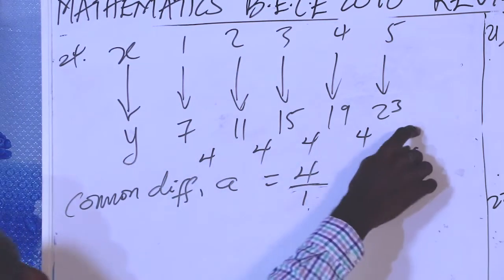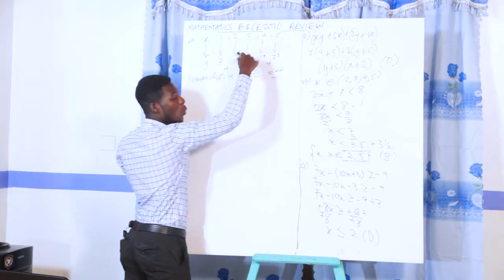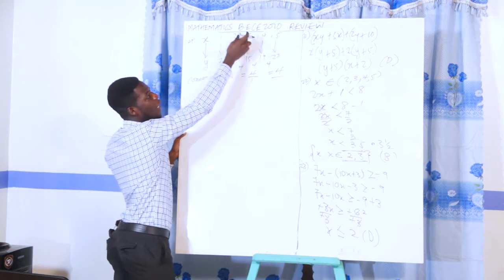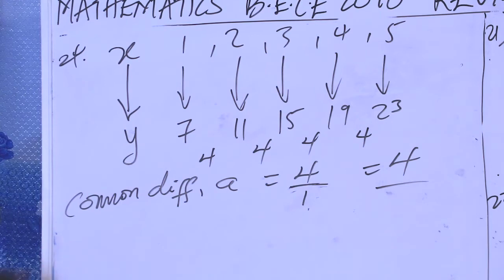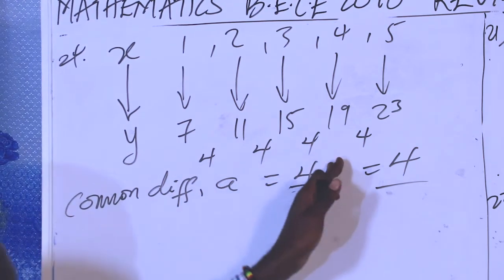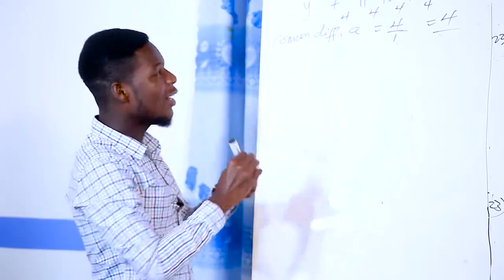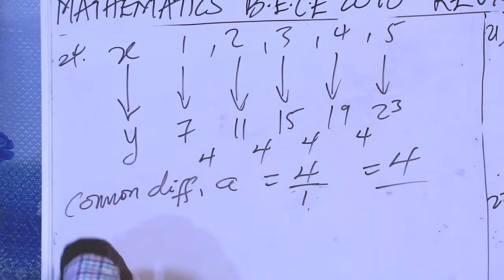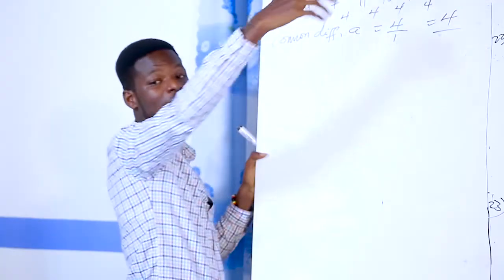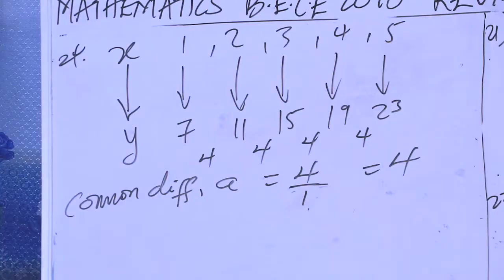Common difference of the codomain divided by common difference of the domain. The domain has a difference of what? 1. So 2 minus 1 is 1. 3 minus 2 is 1. 4 minus 3 is 1. 5 minus 4 is 1. So your common difference is the common difference between the codomain over the common difference between the domain. Now the codomain are the images, that is the y values, and the domain is the x values, that's the object or the point.